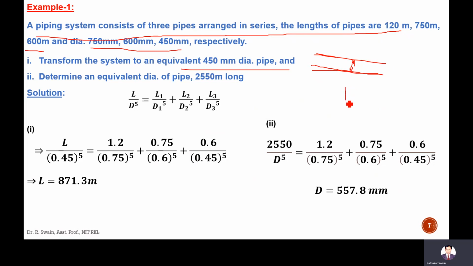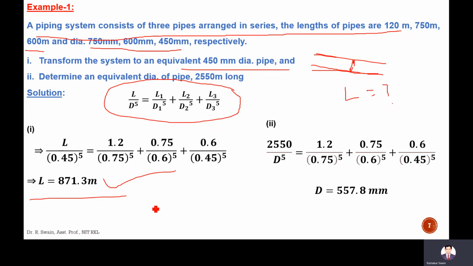So the length we have to calculate. It means the length of this equivalent pipe you have to calculate. So if we apply this Dupuit's equation, L by D fifth, D is given 450, L1, D1, L2, D2, L3, D3 is given. So if we put in this Dupuit's equation, we will get L as 871.3 meter.